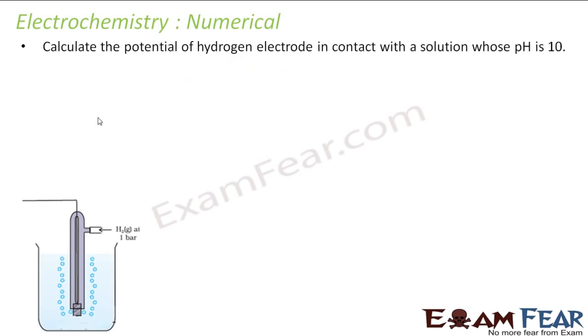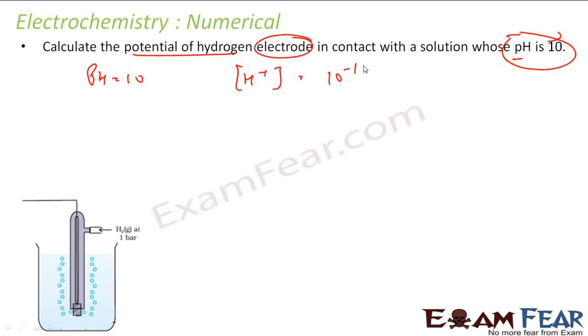As I told, this Nernst equation is also used to find the pH. Here is a reverse question. With the pH given, you have to find the E of the cell. Right? We have to calculate the potential of a hydrogen electrode, which is in contact with a solution whose pH is 10. So pH is 10 means what? pH is 10 means hydrogen ion concentration is nothing but 10 to the power minus 10 M. Correct? pH is X, that means H plus is 10 to the power minus X M.